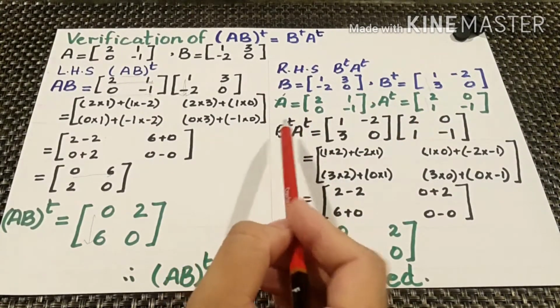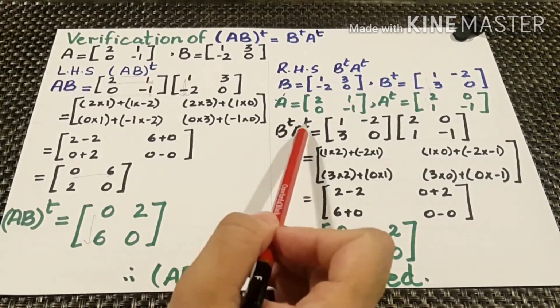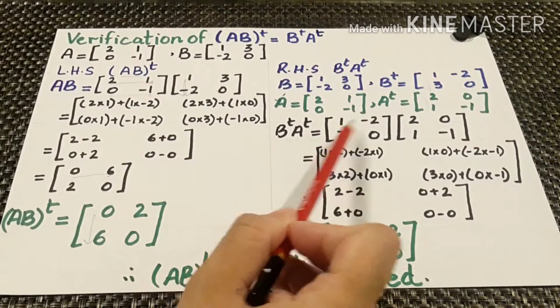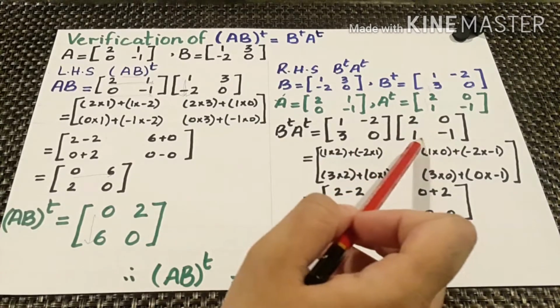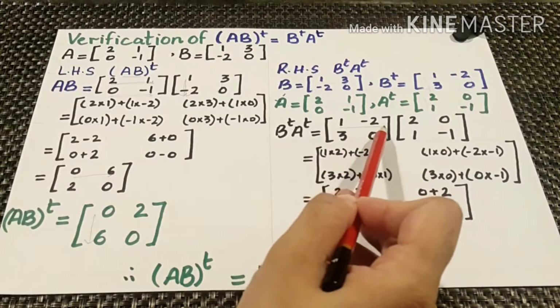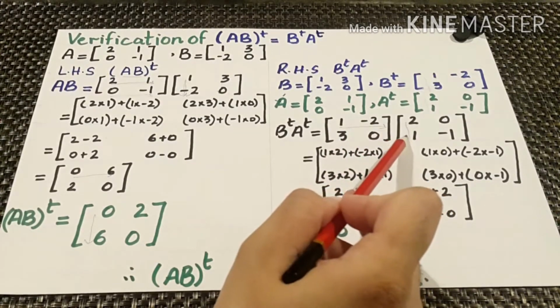Now we multiply both the transpose matrices, B transpose into A transpose. Now we write B transpose, 1 minus 2, 3, 0, then A transpose, 2, 0, 1 minus 1, and we do the multiplication, where the values in the rows will be multiplied with the values in the column.